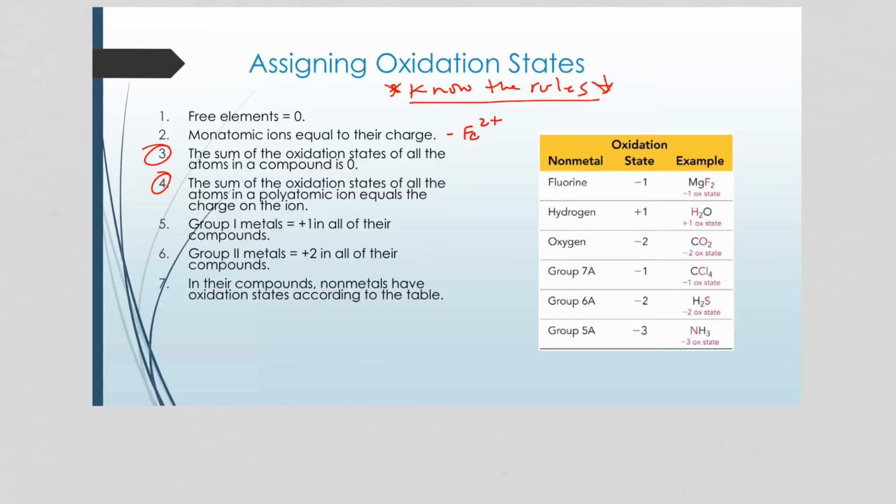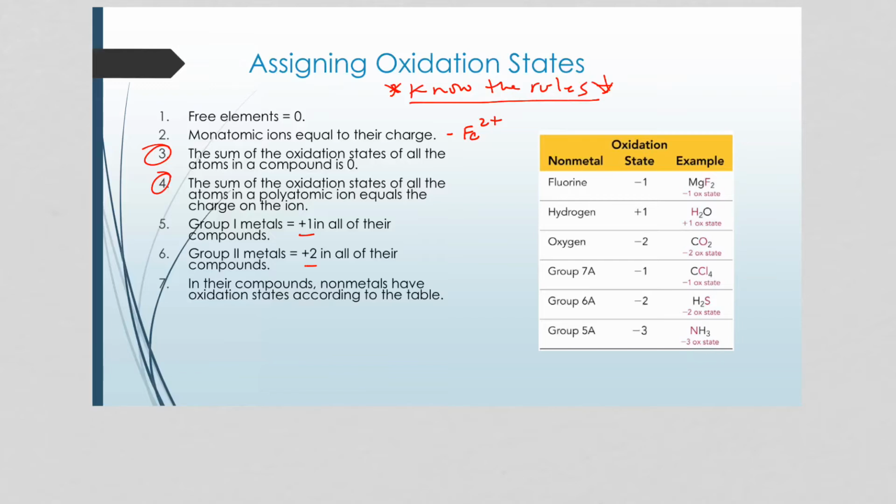Now, those are the general rules. Now we have some specific rules for specific elements or groups of elements. First of all, group 1 metals, your alkali metals, will always have a positive 1 oxidation state when they're in a compound. Group 2 metals, alkaline earth, will always have positive 2 in a compound. Other metals, we don't have specific oxidation states that we assign to them because they often take on multiple oxidation states. So we'll be able to assign them by difference, using rules 3 and 4.